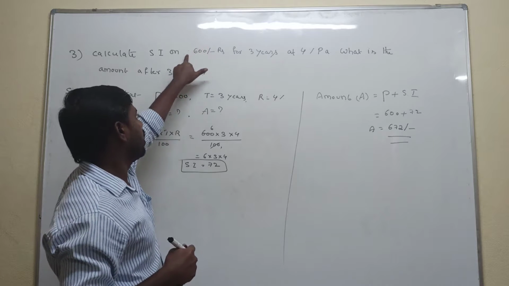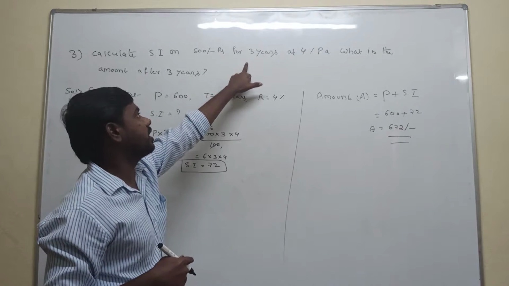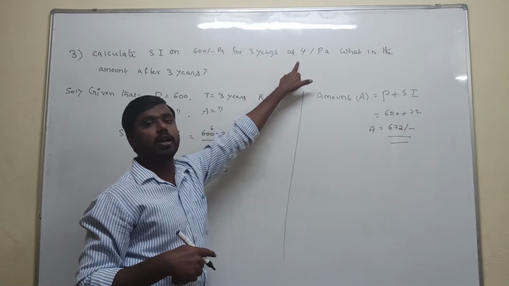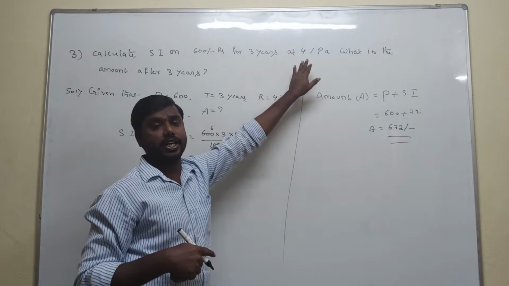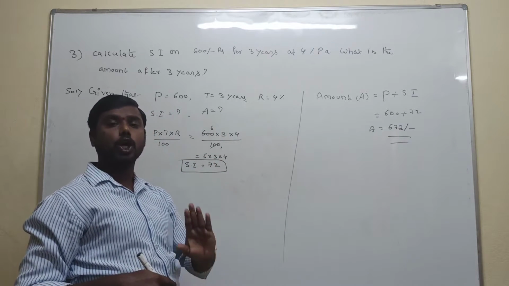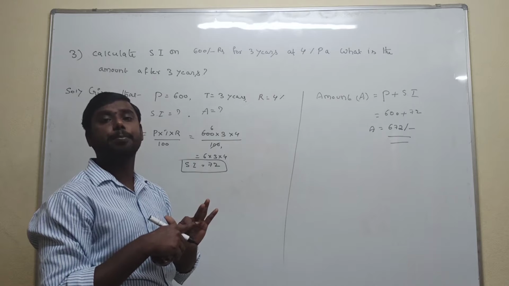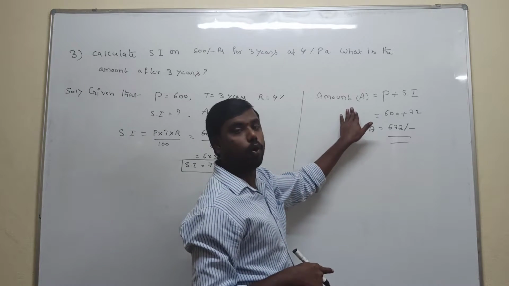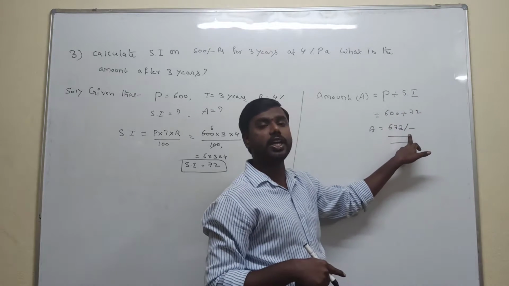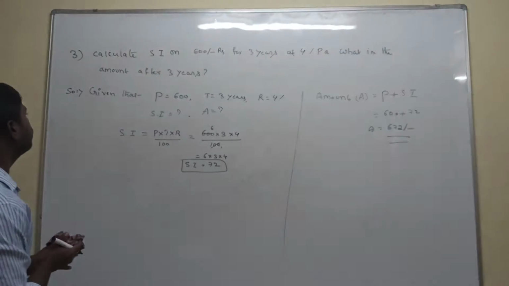Suppose we are giving 600 rupees. How many years are given? 3 years. What is the rate of interest per year? 4% per year. After 3 years, how much total amount are we getting? Total amount means the principal amount plus the simple interest. After 3 years, the amount we are getting is 672 rupees. So you understood? It is clear. Next we are going to the fourth problem.